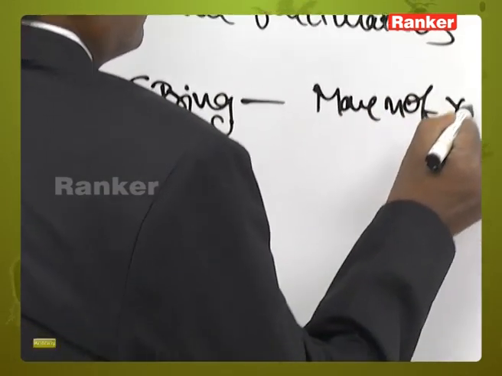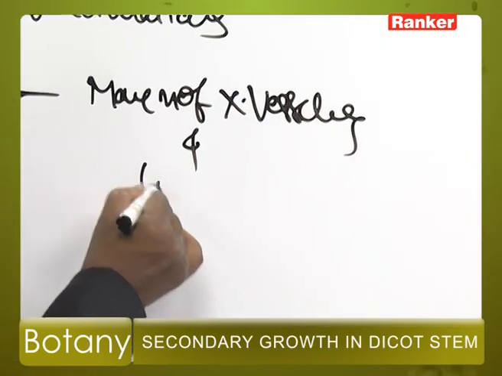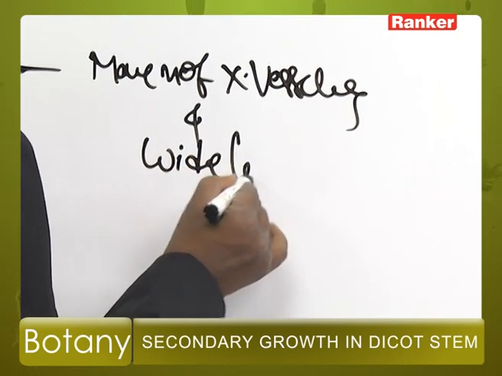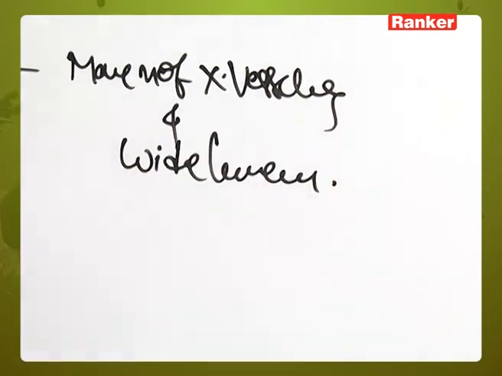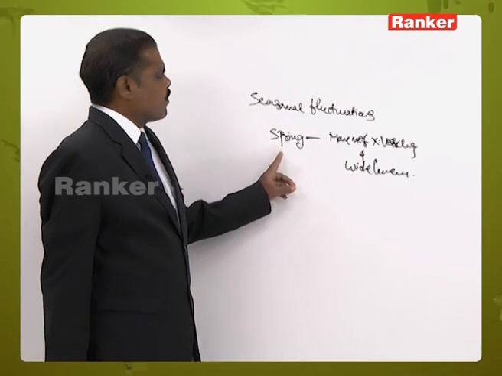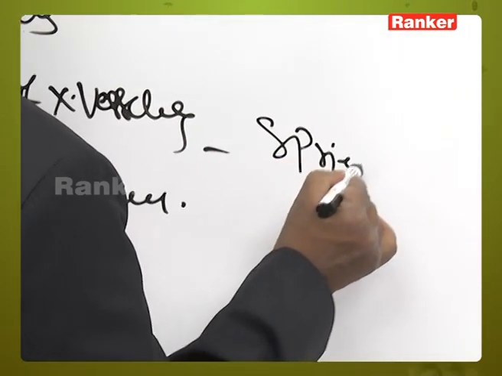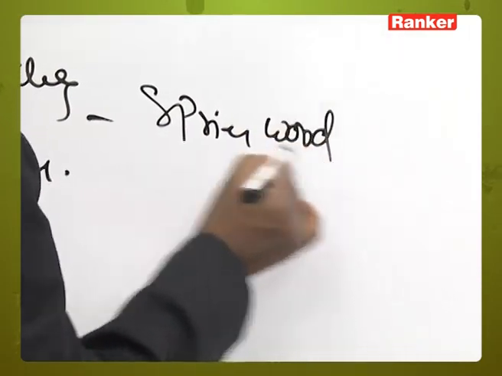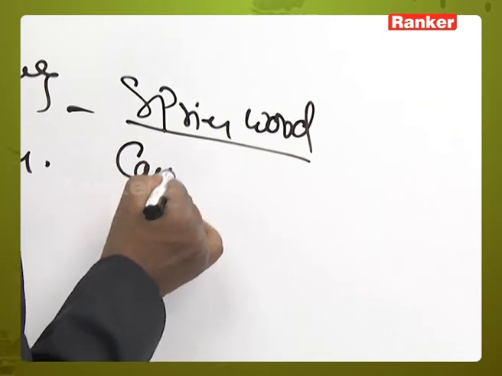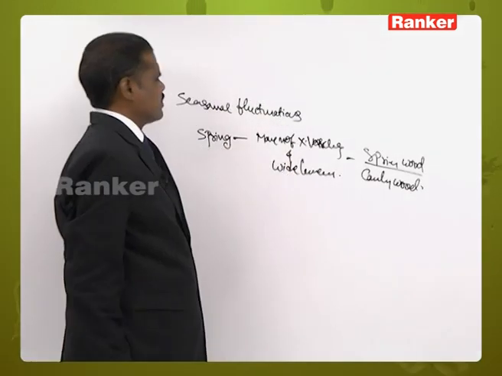xylem vessels are formed with wide lumen. This wood formed in the spring season is called as spring wood, which is also called as early wood.